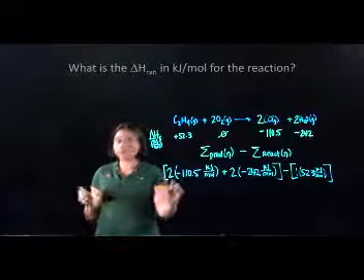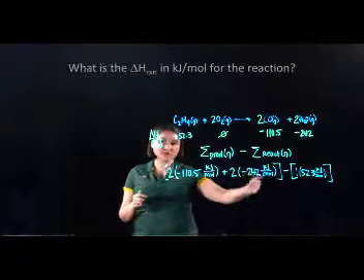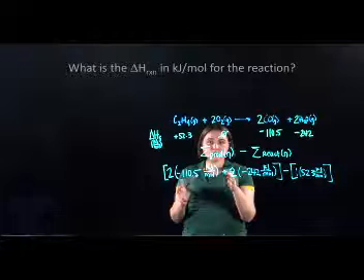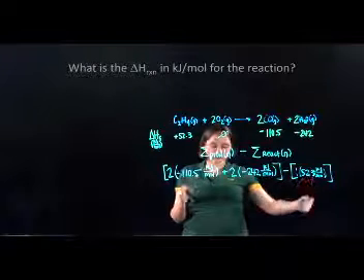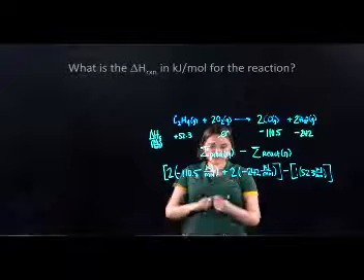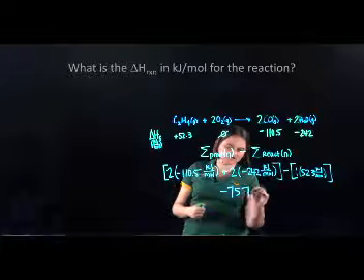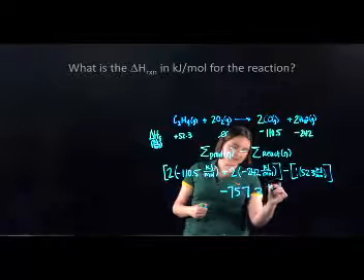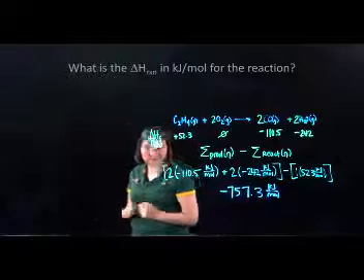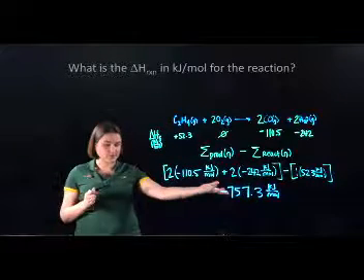So I have 2 times negative 110.5. You would add that to 2 times negative 242. Whatever the sum of that is, you would subtract 52.3 from it. And then when you do your math, you get an answer of negative 757.3, I believe it is, kilojoules per mole. The closest answer on the exam was 757, so it was pretty close.